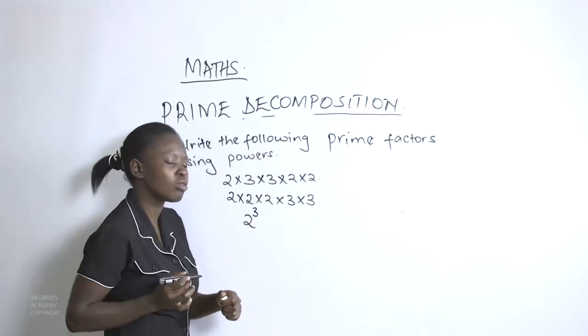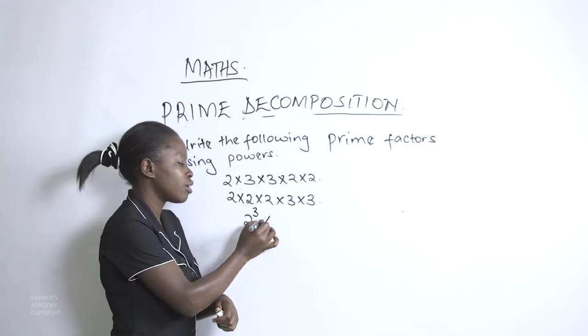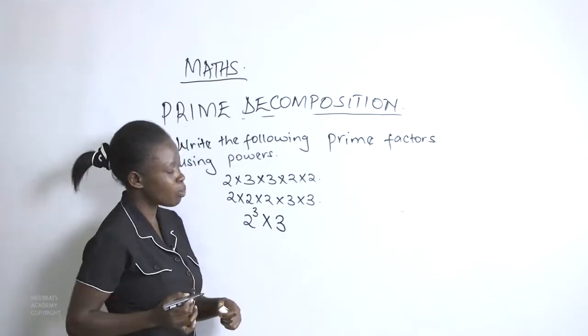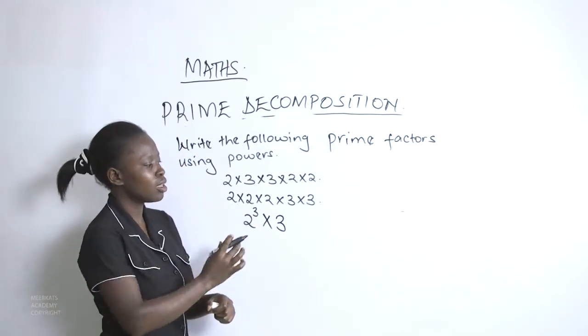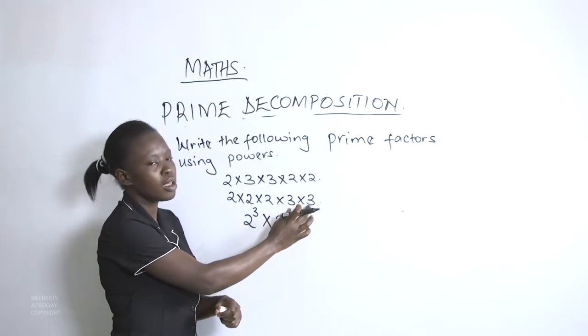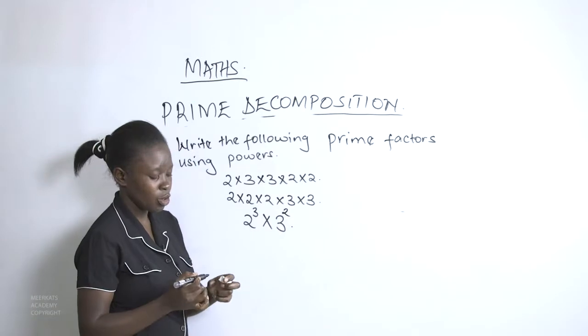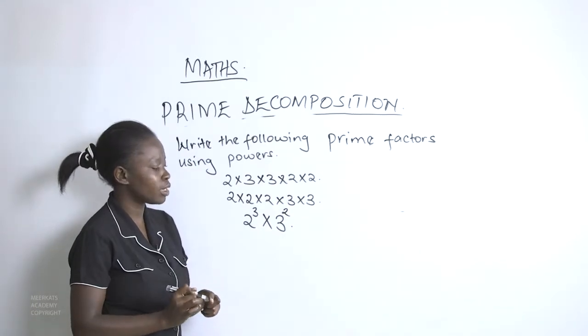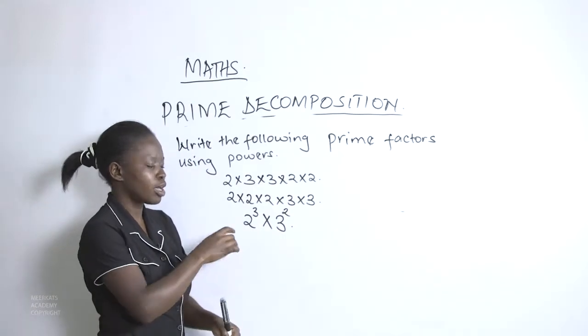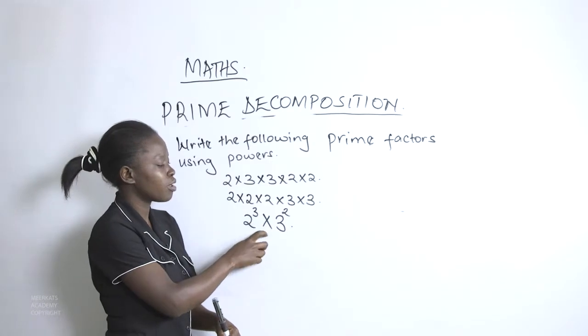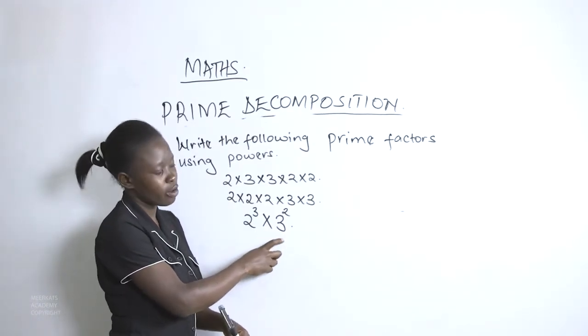So it means it is 2 to the power of 3 times, the second base we have is 3, and 3 has been repeated twice. So the power of 3 in this case will be 2. So writing these prime factors in power form, we have 2 to the power of 3 times 3 to the power of 2.